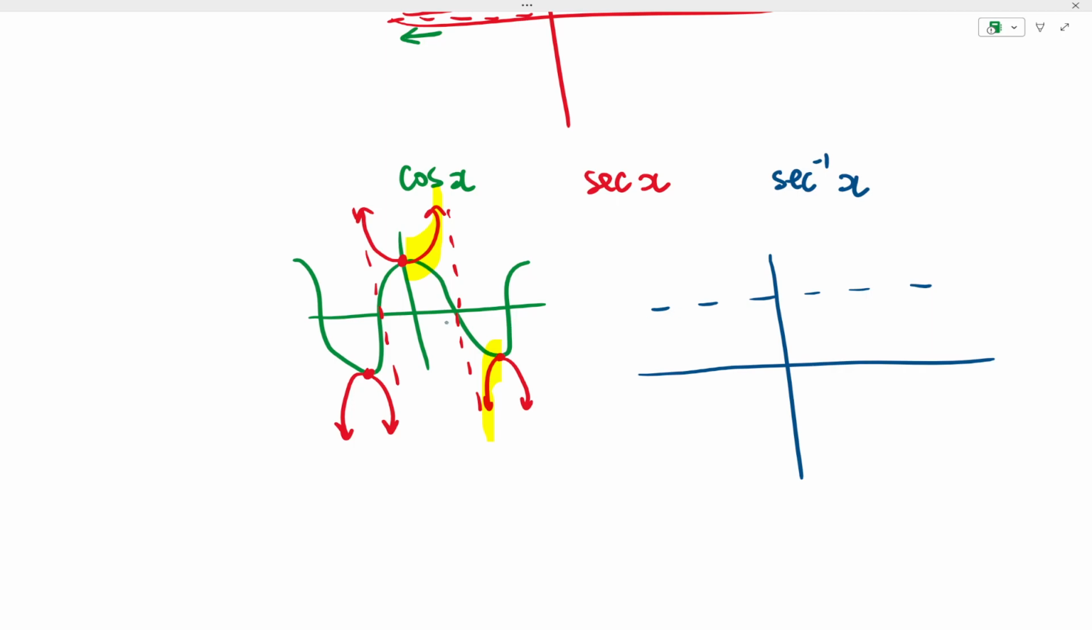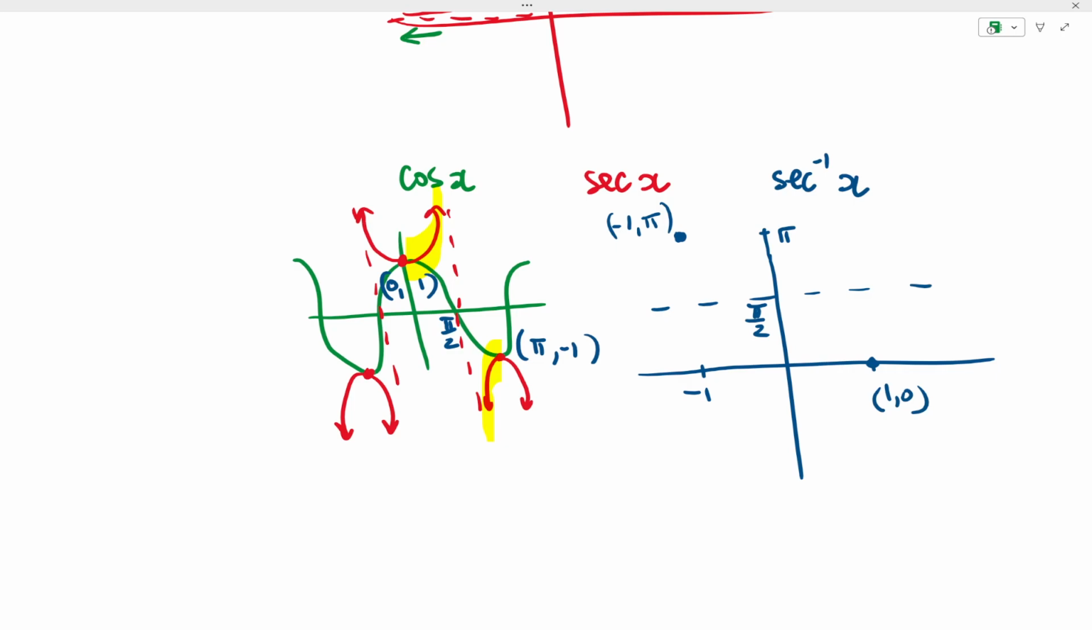And specifically, this is the one, pi over 2. Then this particular point is pi, -1. And this point is 0, 1. So I just need to swap them, right? 1, 0. That's one point. And the other point is -1, pi. Right here. -1, pi.